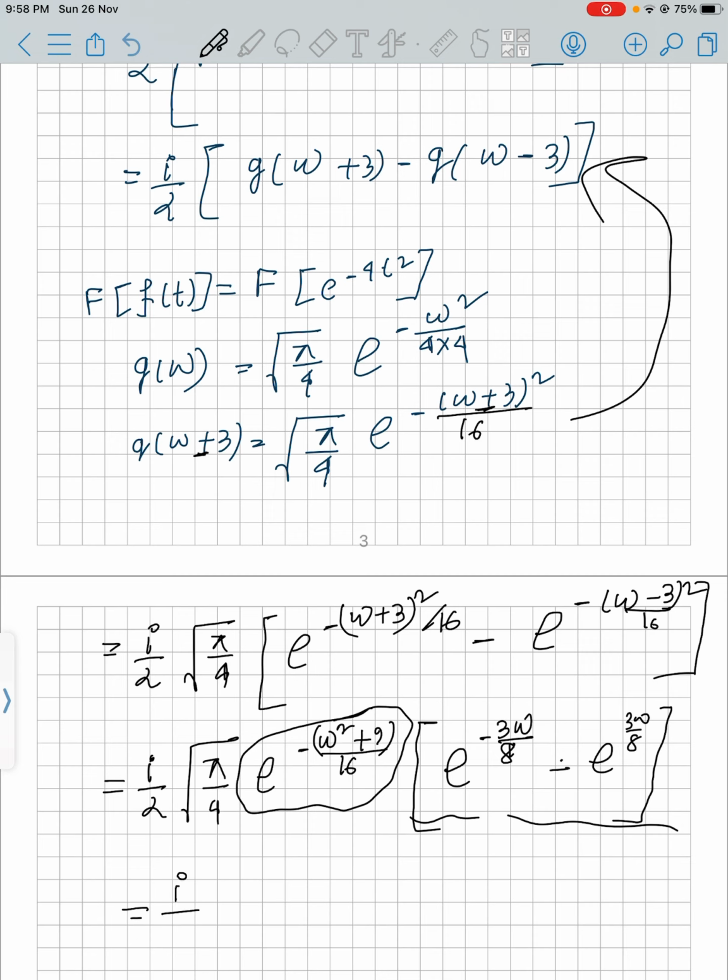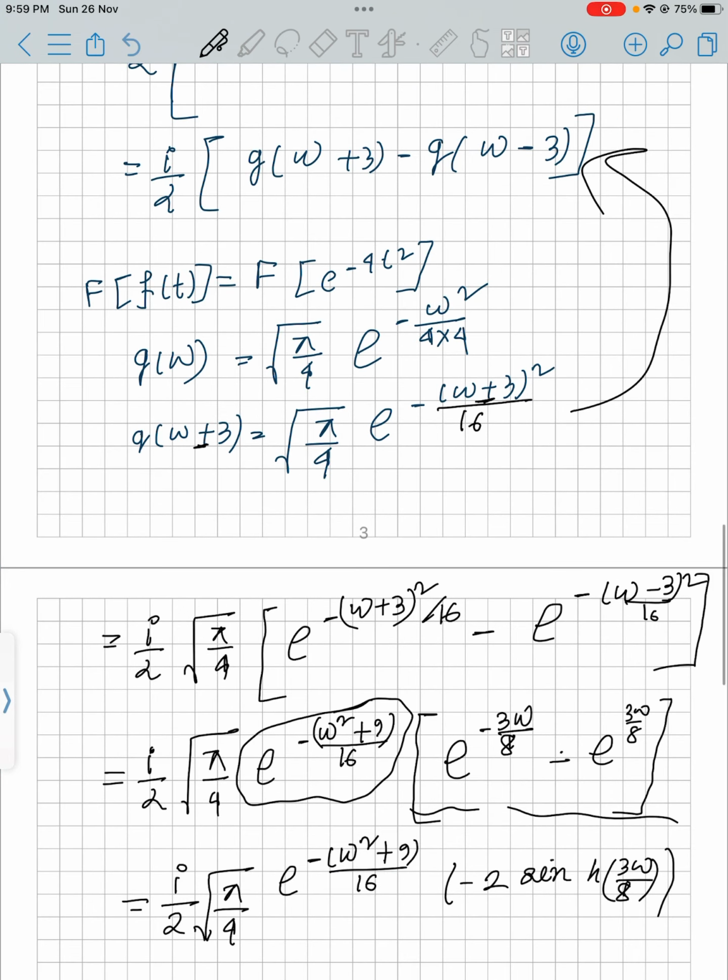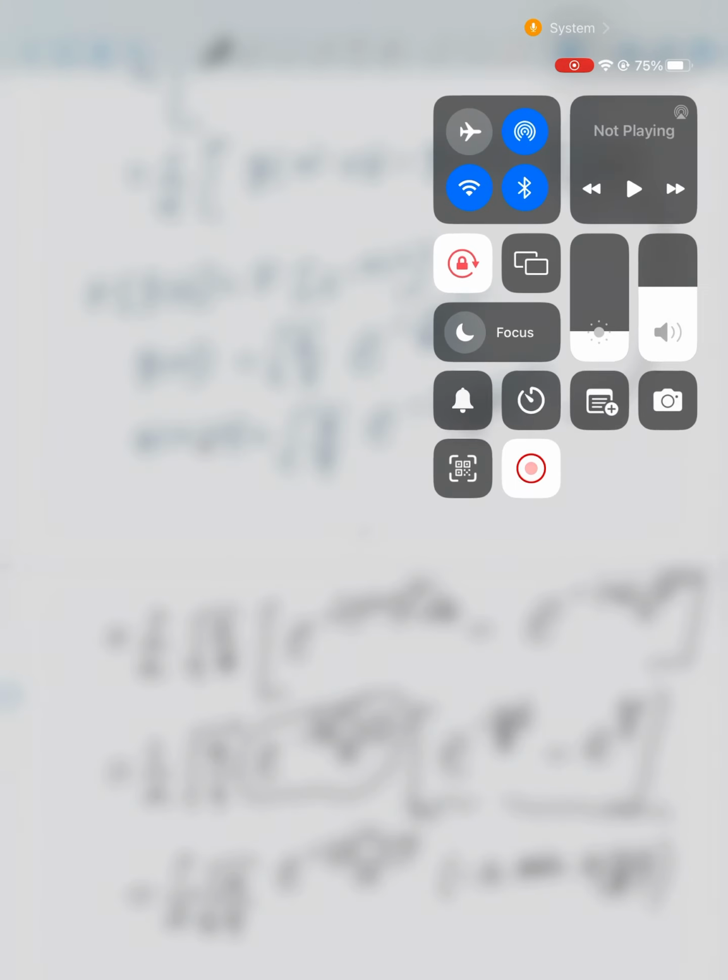So I will finally write the answer. So this is i by 2 root over of pi by 4, e to the power minus (omega square plus 9) by 16, times minus 2 sinh(3 omega by 8). You can see the formula on the net also, otherwise the video will be too lengthy. Okay, so this is like that. So for today I will stop here. Thank you.